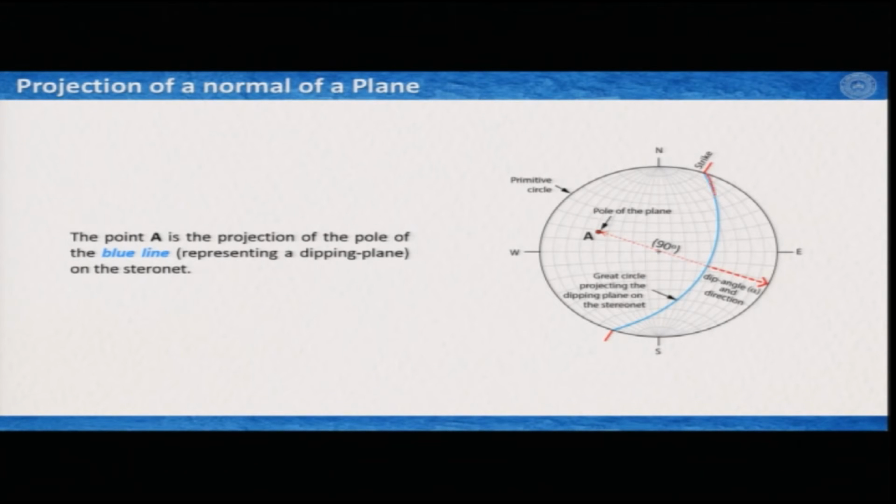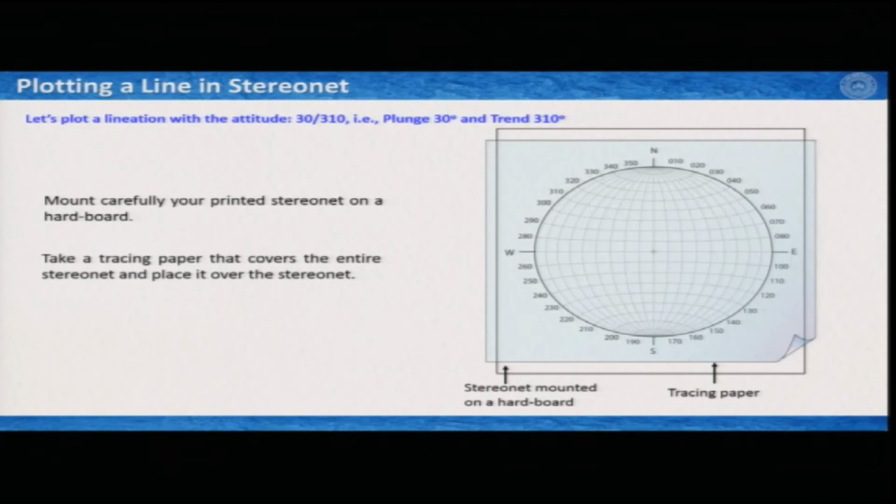So, the plane is similar to the plane that we have projected before, this blue line, and now this point A here is the projection of the pole of the blue line, which is a dipping plane, on the stereonet. Now, this is your dip angle as we have seen before, and this angle from here to here is 90 degrees, and therefore, it is the pole of this plane, which is the blue line in this diagram. Now, I believe the concept is clear.